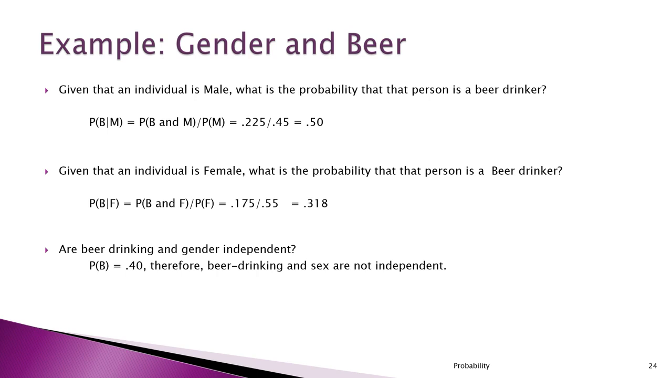Are beer drinking and gender independent? Well, we know the probability of beer drinking is 0.40. It's a weighted average, again, of those above numbers. Notice if you're a male, we know there's a 50% chance you drink beer. If you're a female, it's 0.318, let's make it exact, 31.8% chance that you drink beer. Clearly, there's some kind of relationship, and we know men are more likely to drink beer than women. Again, the 0.40 is a weighted average of the two. But again, the researcher looking at this data would say beer drinking and sex are not independent. There's some kind of pattern. And once I know that you're a man, I know you're more likely to drink beer. Okay?